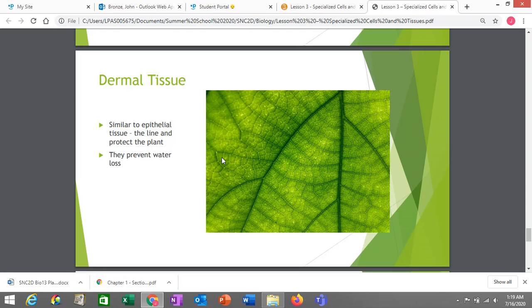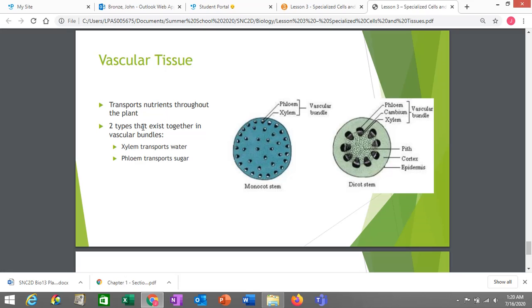It's a waxy material, kind of like oily, but maybe a little bit more solid than oil. But it's similar to oil in that it's hydrophobic. It repels water. And that's really important because it's going to prevent the leaf from losing water. So dermal tissues line and protect the plant, and one of the things they protect the plant from is water loss.